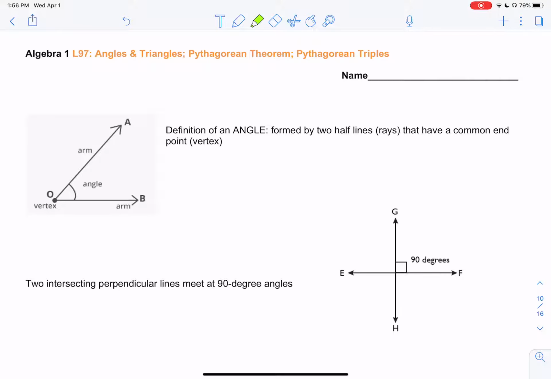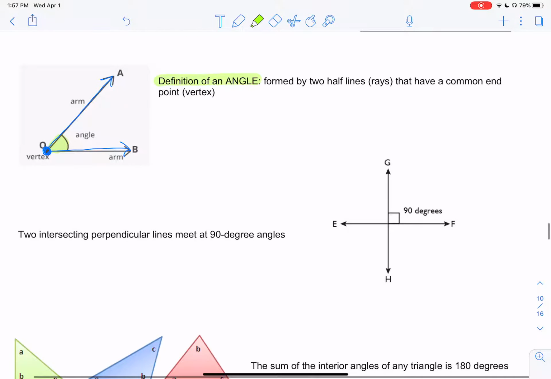We're going to go first to a definition of an angle, and that is when we form two rays together at a common vertex or common point. So in this case, this is my common vertex. I have a ray going out and a second ray going out, and what's in between them is called an angle.